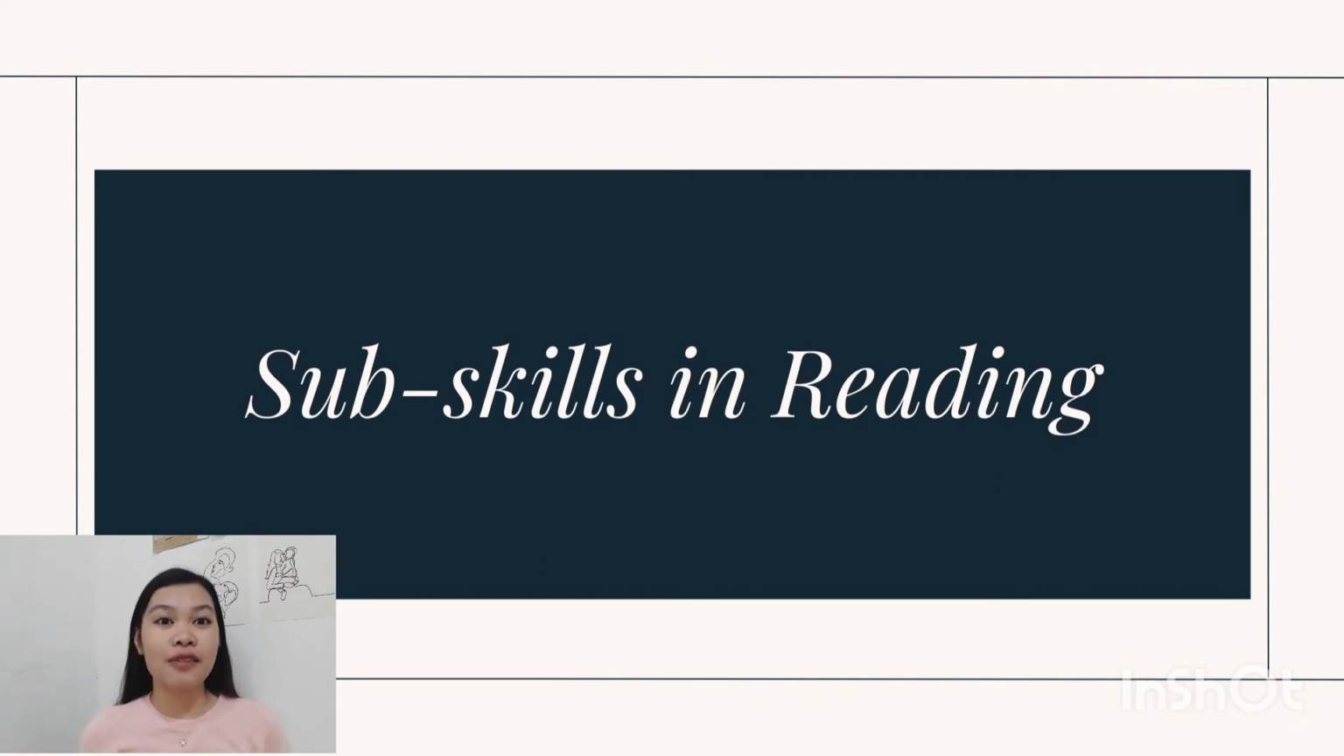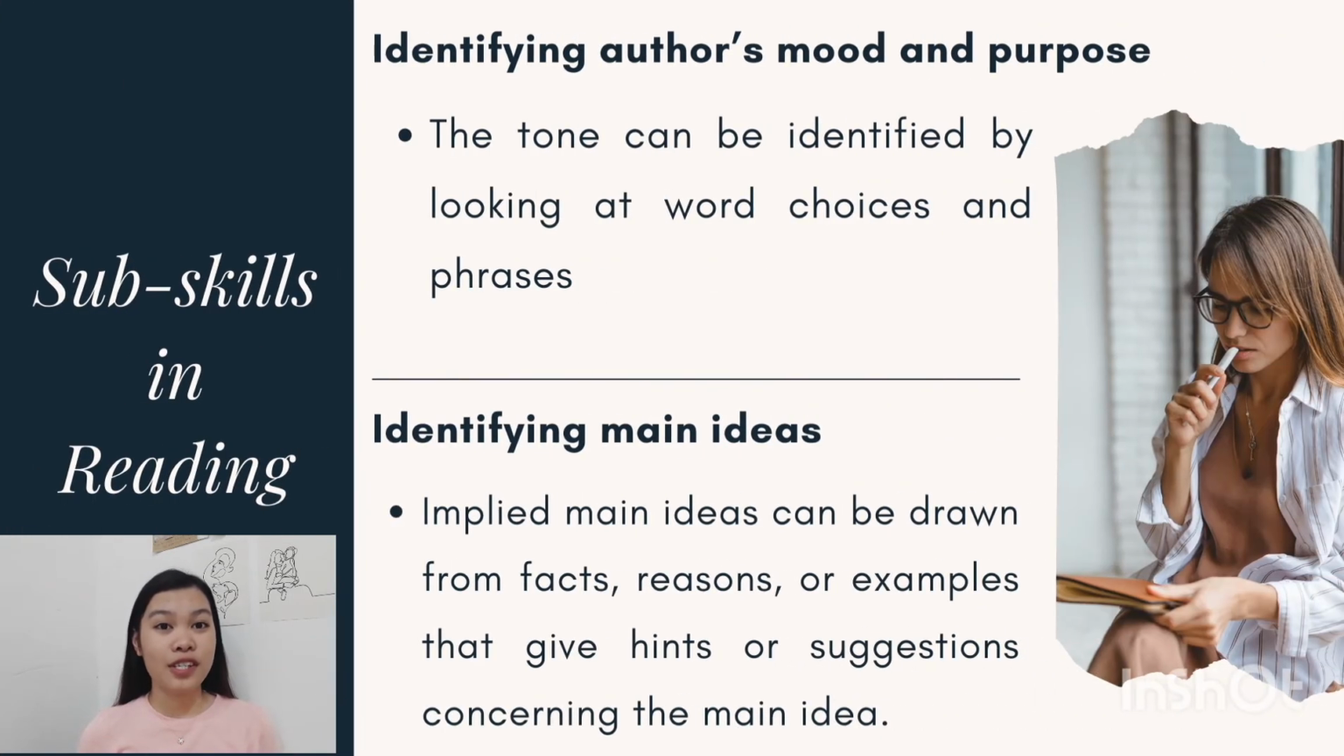Even though reading is a receptive skill, readers do not need to be simple receivers of the message. Do you agree with that? Reading requires the simultaneous application of the following skills and sub-processes. Of course, the reader should know how to identify the author's mood and purpose. You can recognize it through the language or the word choices that the author used in the text.